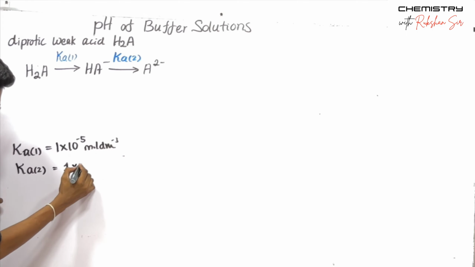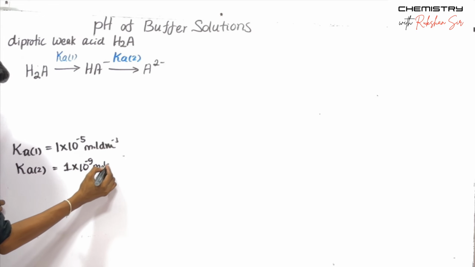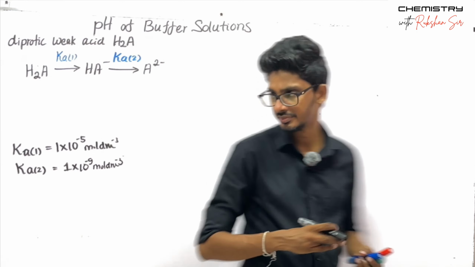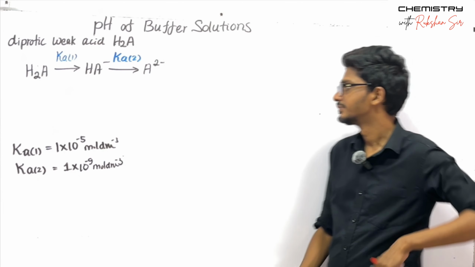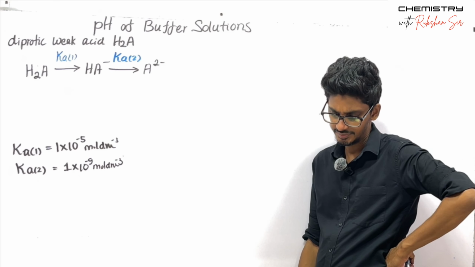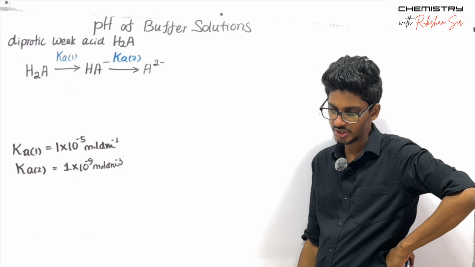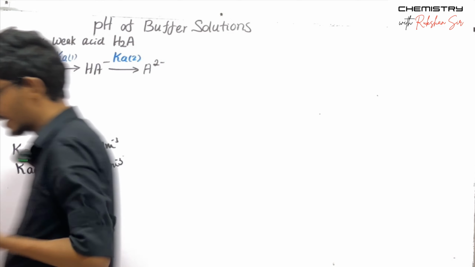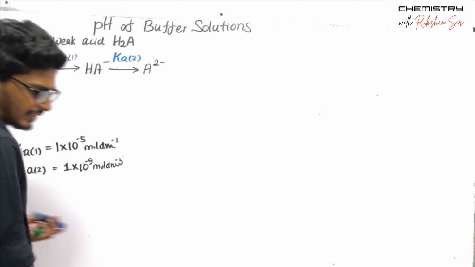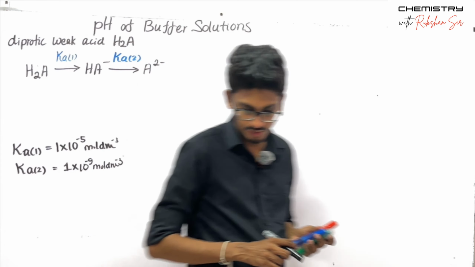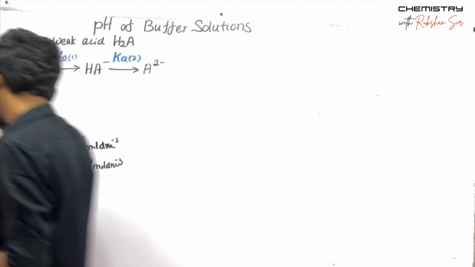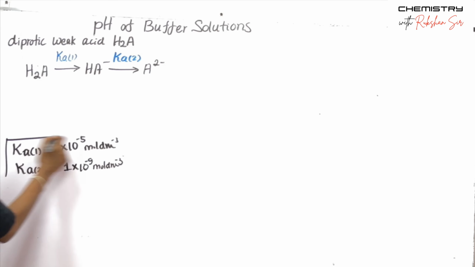Let's see what kind of questions they are asking and how we are supposed to solve those things. The first thing they're asking is to produce a buffer solution with pH 5.5. They're asking which compounds can be used out of H2A, NaHA and Na2A. These are the values they have provided.